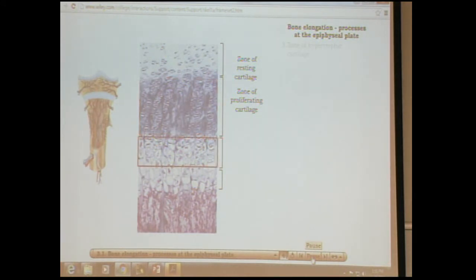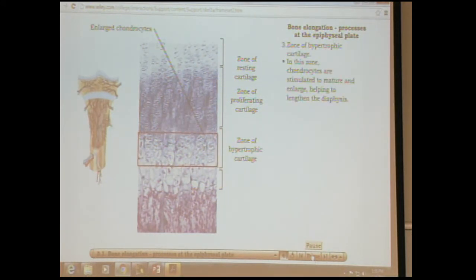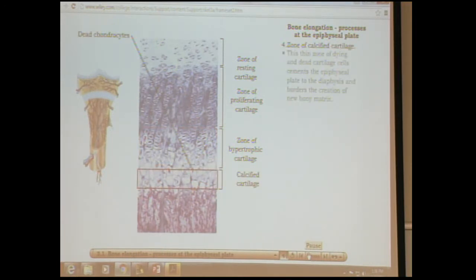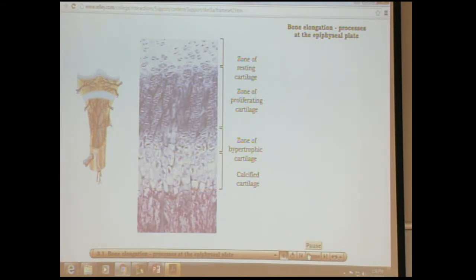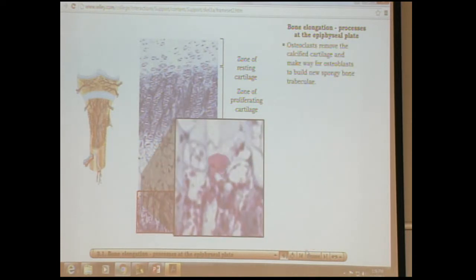In the zone of hypertrophic cartilage, chondrocytes mature and enlarge. This maturation also helps to expand lacunae and lengthen the diaphysis. The thin zone of calcified cartilage is only a few cells thick and consists of older and dying chondrocytes. The cartilage matrix near these cells has calcified. Osteoclasts break down the calcified cartilage, paving the way for osteoblasts from the diaphysis to deposit new bony matrix.